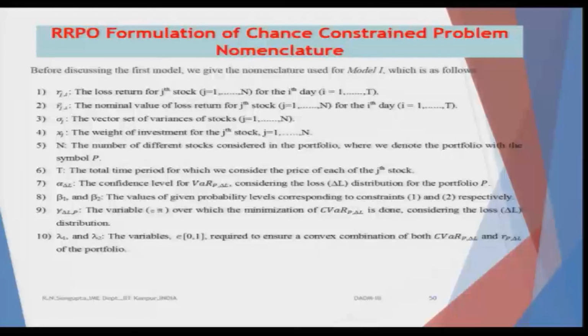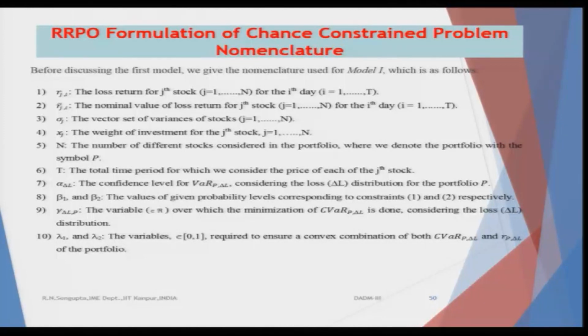Now, we will just consider another simple formulation. I will come to the RRPO formulation later on for the chance constraint problem nomenclature, that is what we will do when we consider goal programming. So, just to give you the idea, you have the returns of the jth stock, again j equal to 1 to capital N, for the ith day.